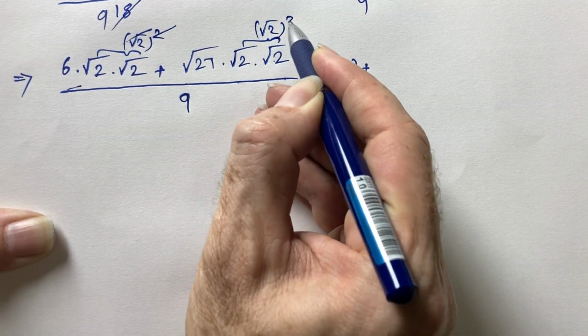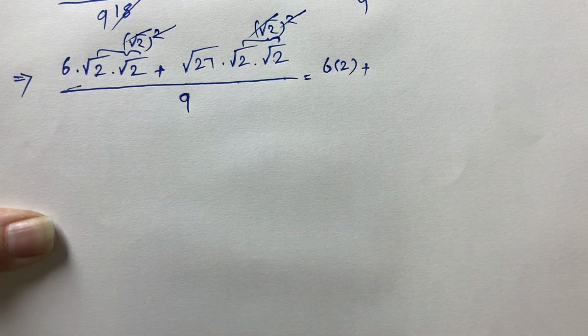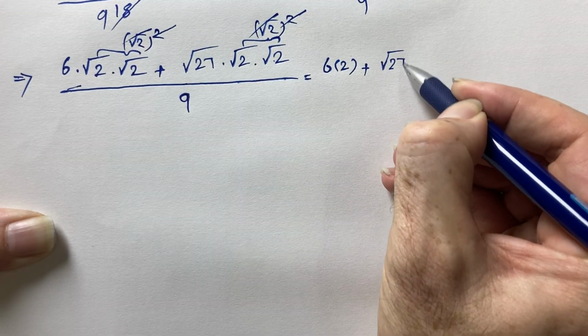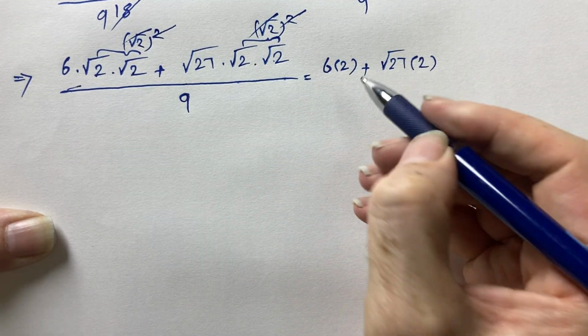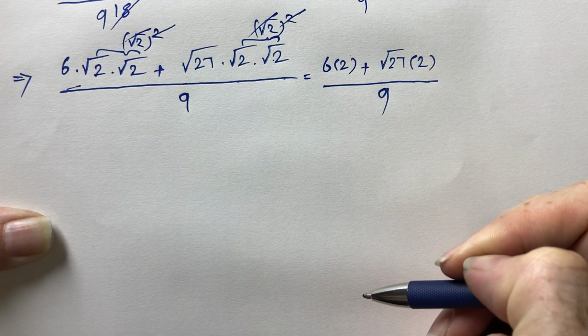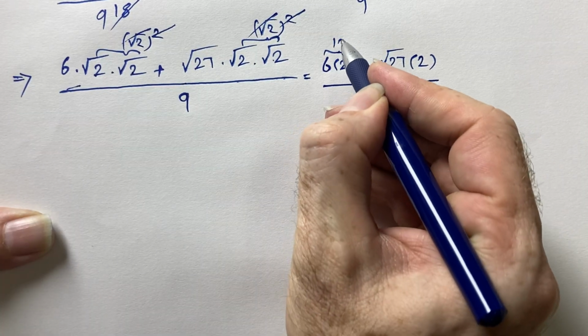Again, this second root of 2 times this second root of 2 is second root of 2 to the power of 2. These 2 as exponent, these 2 as root can be cancelled off, so it is same as second root of 27 times 2, right? Bottom we have 9. Now to continue the solution, 6 times 2 is 12.